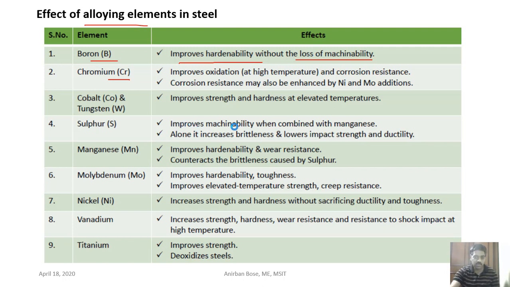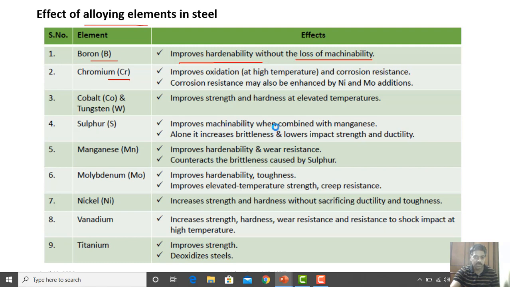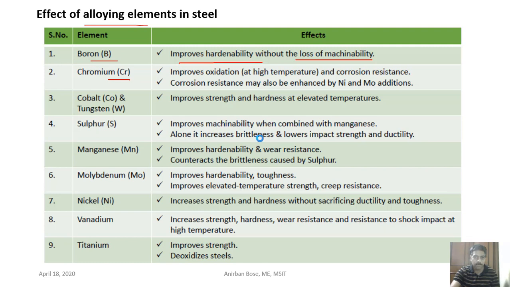Here you can see that sulfur improves machinability and wear resistance. Molybdenum improves hardenability and toughness. Nickel, you see, increases strength and hardness without sacrificing ductility and toughness. So very important. Because when nickel is added, the toughness or ductility can be increased.